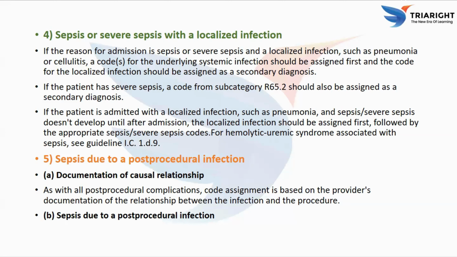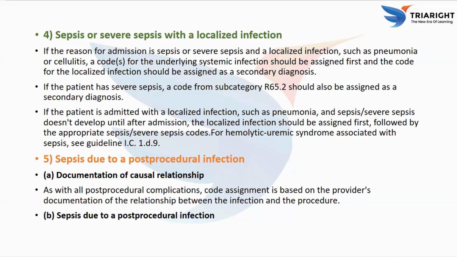If the reason for admission is sepsis or severe sepsis plus a localized infection, how do you code? What are the coding guidelines? You have to code the underlying systemic infection first, for example A41.9, sepsis unspecified organism. Then you have to code the localized infection next as a secondary diagnosis, for example J18.9 for pneumonia.